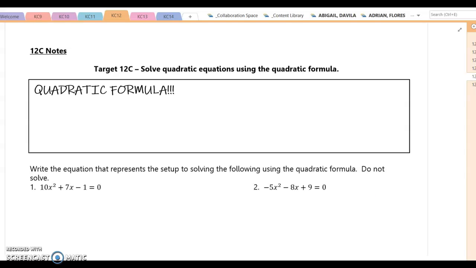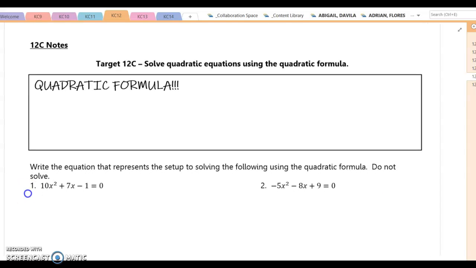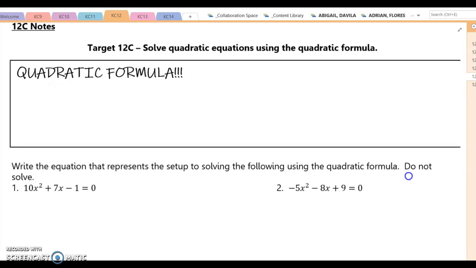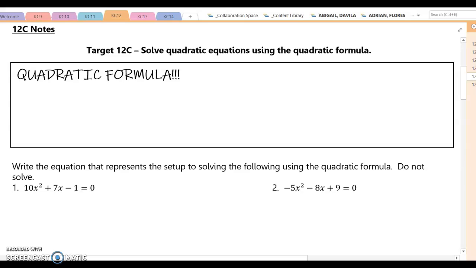But today we're starting our 12C notes. We're just pushing through. So let's start. 12C, we have solve quadratic equations using the quadratic formula. This is one of my favorite things. So we've learned just by factoring, we've done completing the square, we've done taking the square root, which is what we've kind of been doing a little bit with our imaginary numbers. Another way we can solve them is with something called the quadratic formula.